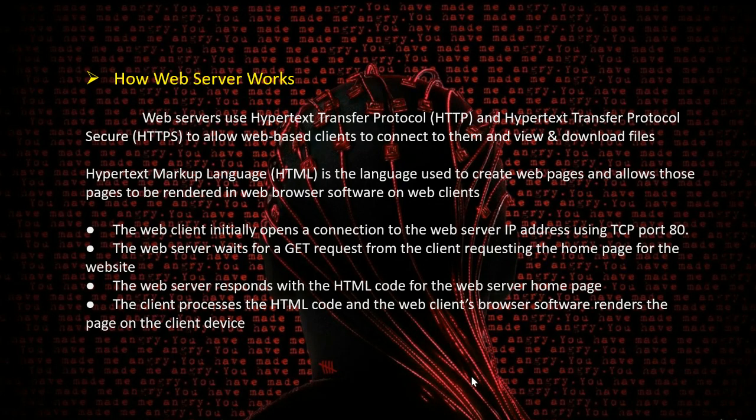Once the connection is established, the web server waits for a GET request from the web client. This GET request is mainly for the home page of the website. The web server responds with HTML code containing the home page. The client browser then processes that HTML code and displays the web page on the client's device. This is the basic scenario of retrieving information from the web server.